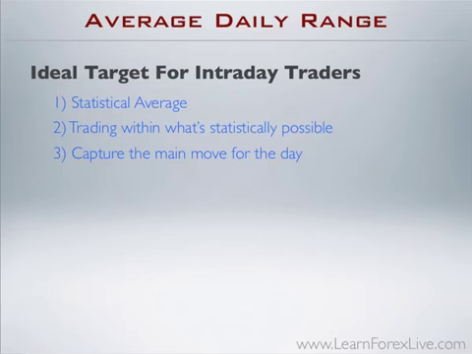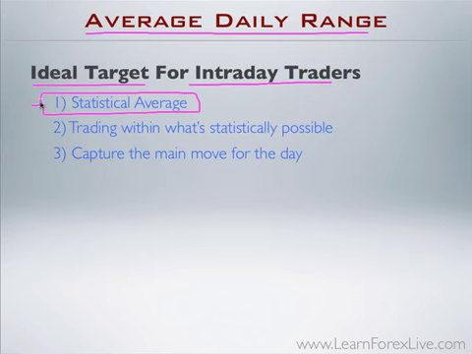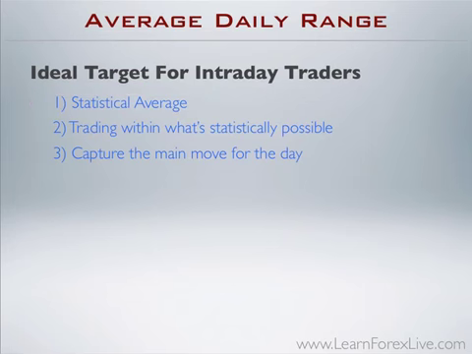Okay, so the question remains, how can we possibly use the average daily range in order to locate our ideal targets as an intraday trader? Well, first of all, before I get down to the specifics, we need to define the statistical average. What is the average daily range? Well, it's the average number of pips any particular currency pair moves every day, okay, on a 24-hour period of time. Please mind that not every currency pair has the same average daily range.